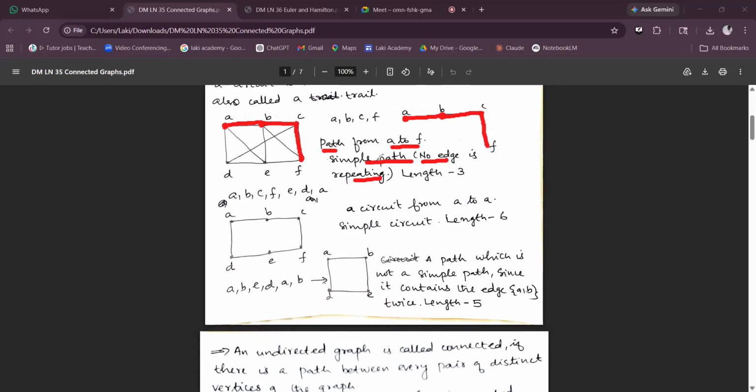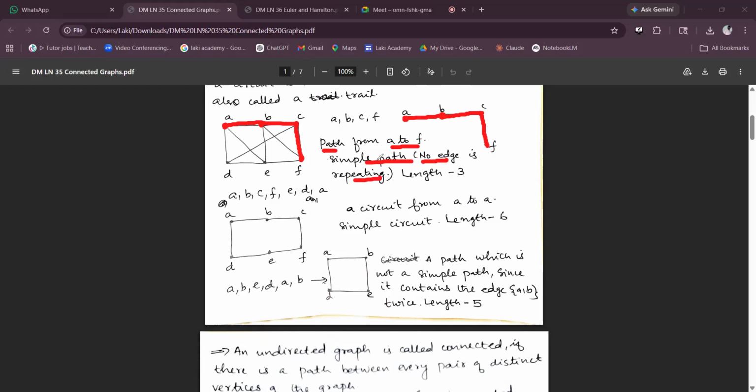Understood? And what is a circuit? A circuit is a closed path whose starting and final point are the same. So a path which is not a simple path, a normal path, means edges repeating. Simple path means no edges repeating.